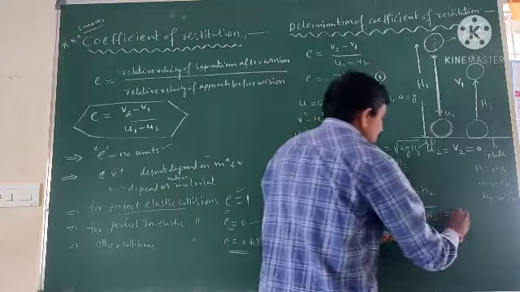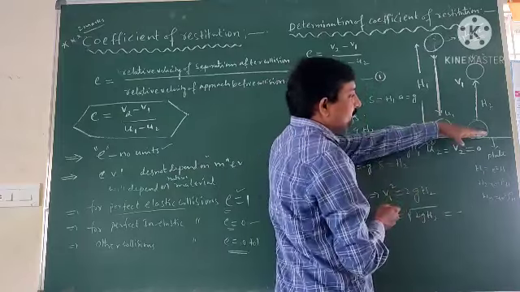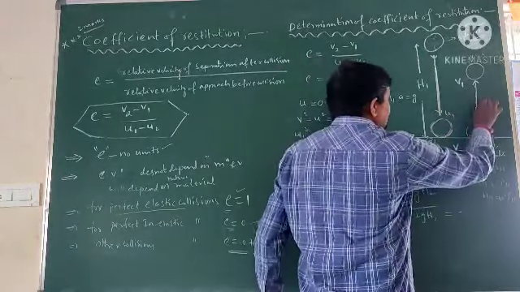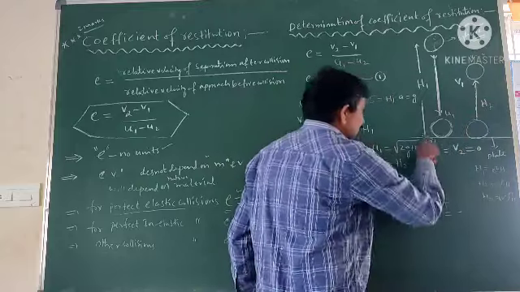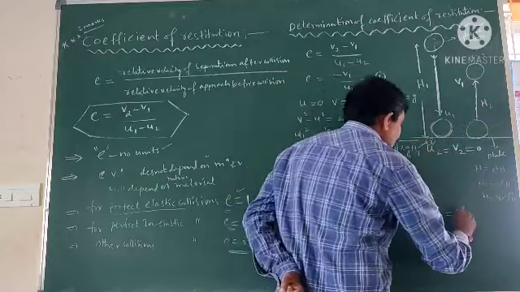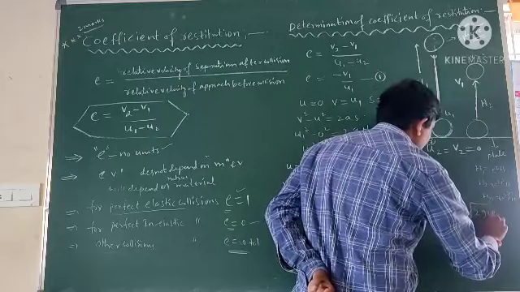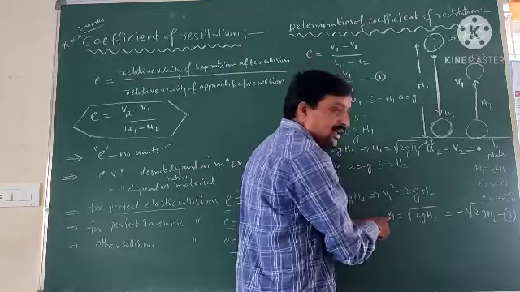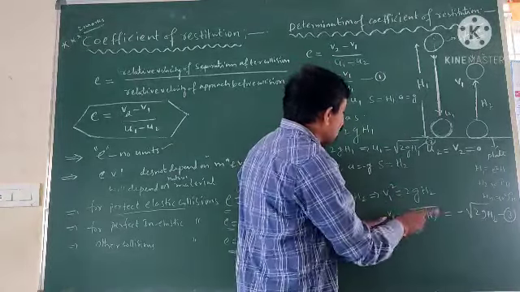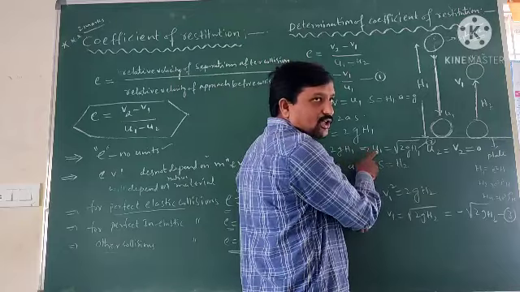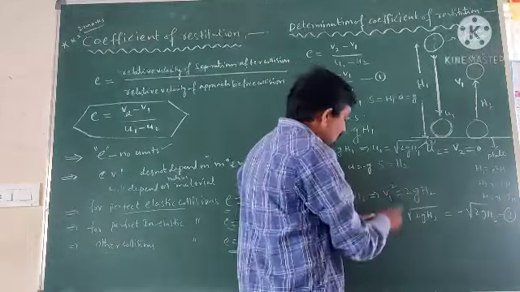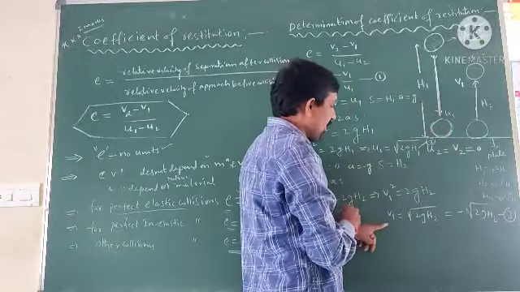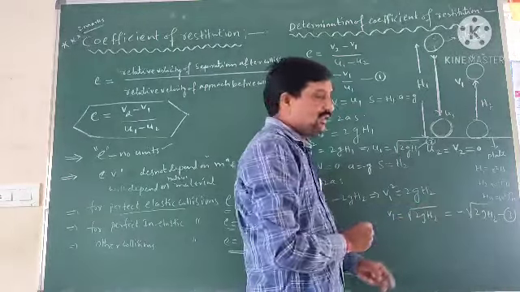Here the sphere rebounds to height h2. The velocity is opposite to the initial velocity. So v1 is equal to minus under root of 2g h2. This is equation number 3. Here minus indicates that the velocity after collision is opposite to the velocity before collision. So minus indicates opposite direction.